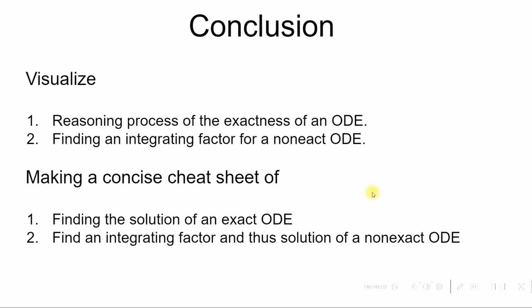In this episode, we have managed to visualize the following. First, we visualize the reasoning process of the exactness of an ODE, and we also successfully visualize the process of finding an integrating factor for a non-exact ODE. And also we make a concise cheat sheet of finding a solution of an exact ODE, and also finding an integrating factor and thus the solution of a non-exact ODE.